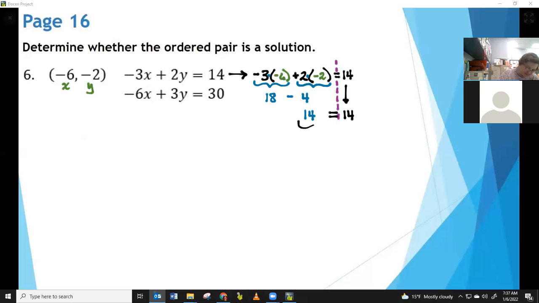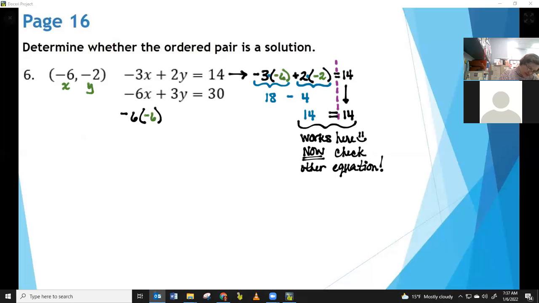Not done yet. It works here. Now check the other. Okay. So -6, and we're going to put -6 in the place of x, plus 3, and we're going to put -2 in the place of y. And if that gives us 30, then this is a solution to the system.